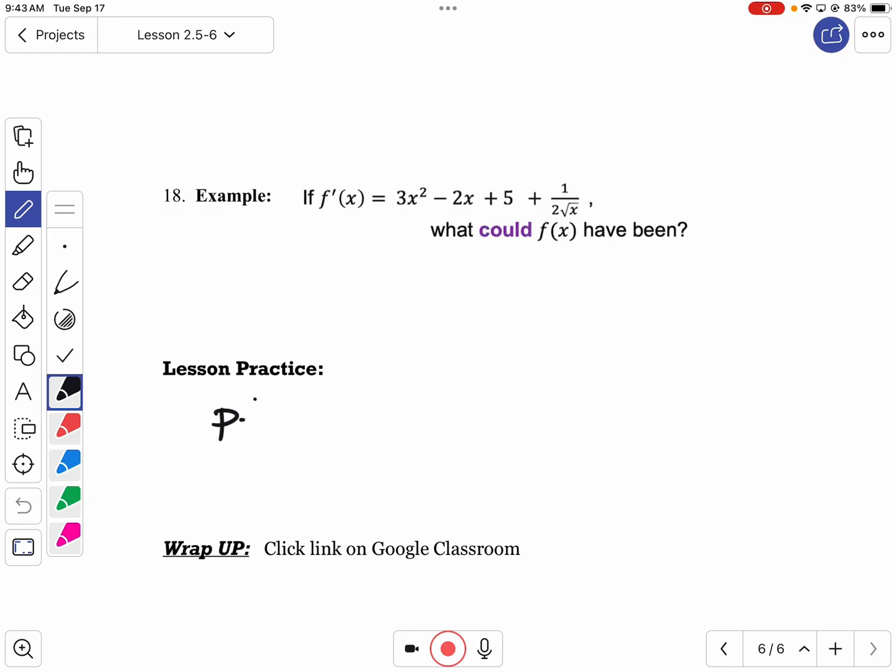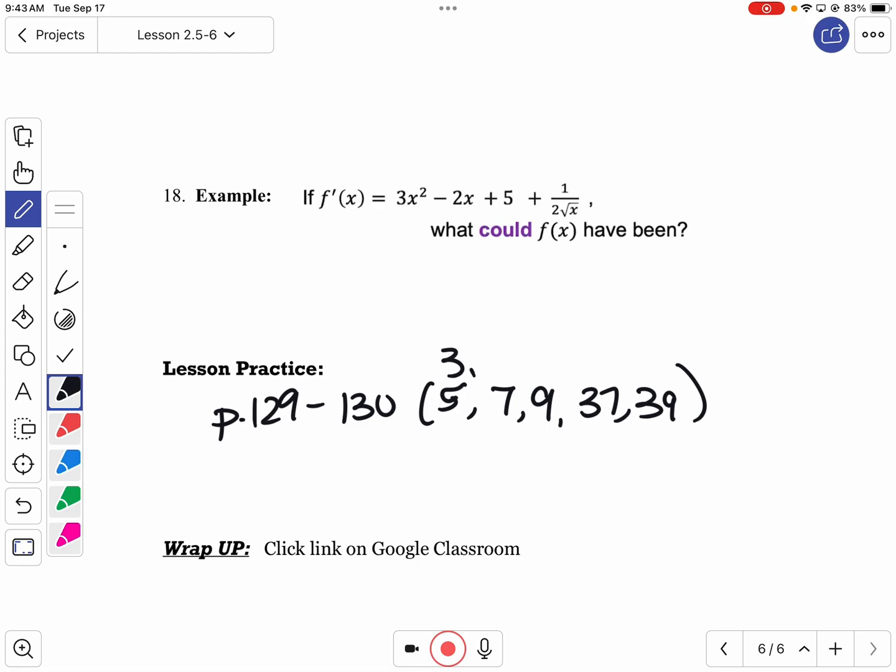Here are a few in your text, page 129, 130, 3, 5, 7, 9, 37, and 39. And then there is a packet back there of some just really good table questions. The ones in the text are kind of your basic, just practice a derivative using the power rule. 37 and 39 probably ask you to write a tangent and normal line. But then that 2.6 packet has some really, really good problems in that. Click your link on Google Classroom and do your wrap up.